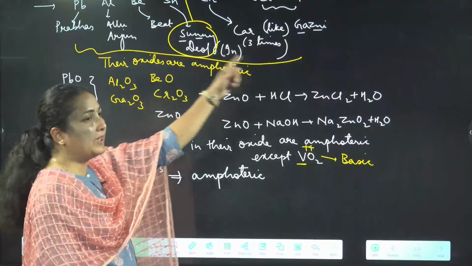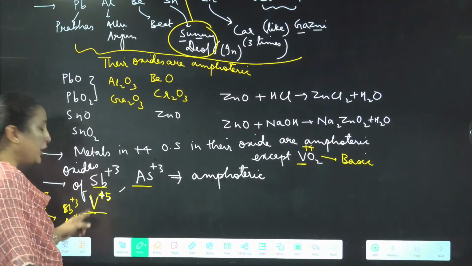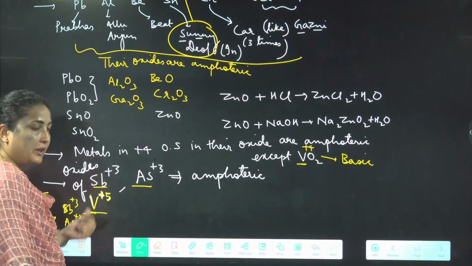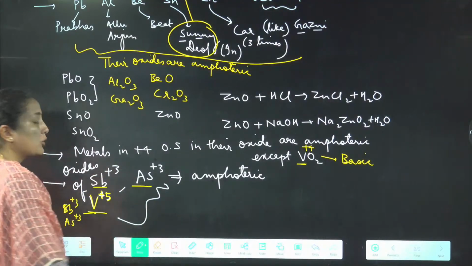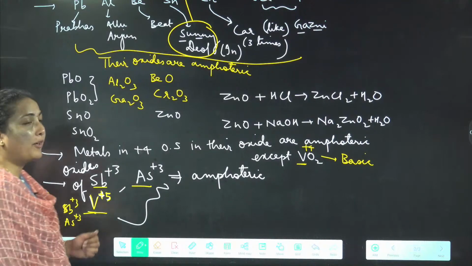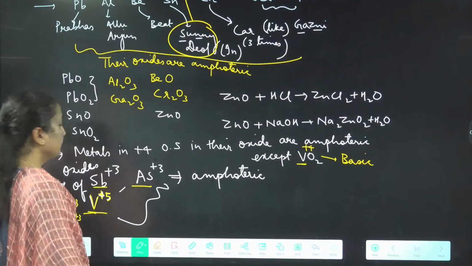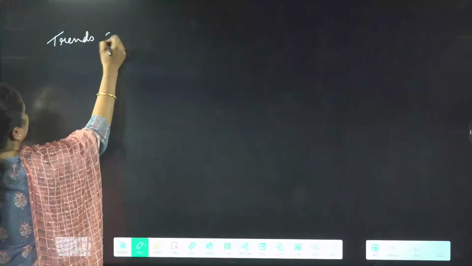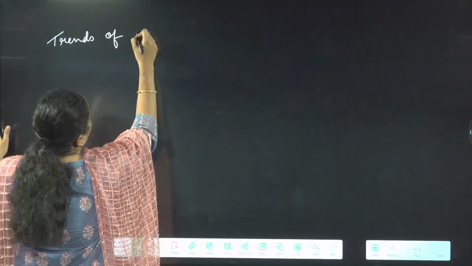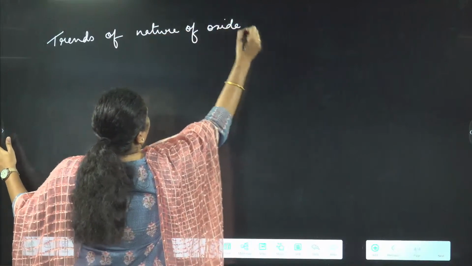So remember this entire trick, and what you are having is V +5 also, right? And V, you take it as a Roman numeral, vanadium, right? You consider it for remembering the other two. They are in their +3 oxidation state, so their oxides are also amphoteric. V2O5, Sb2O3, right? Like that. Okay, I hope this is written. Now let us go for trends of the nature of oxide in the periodic table.